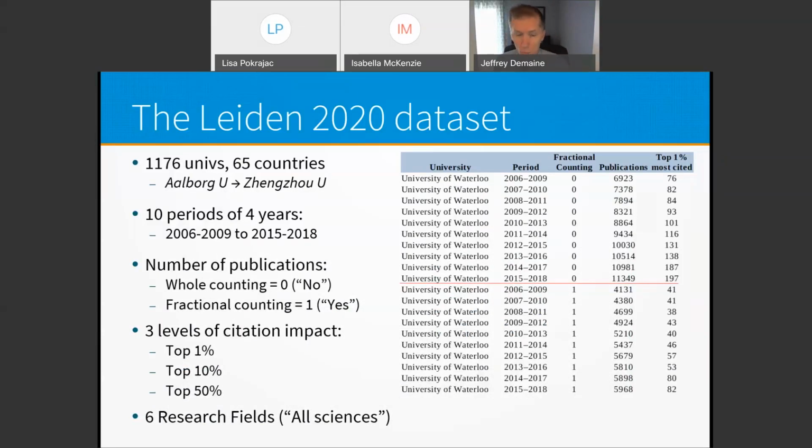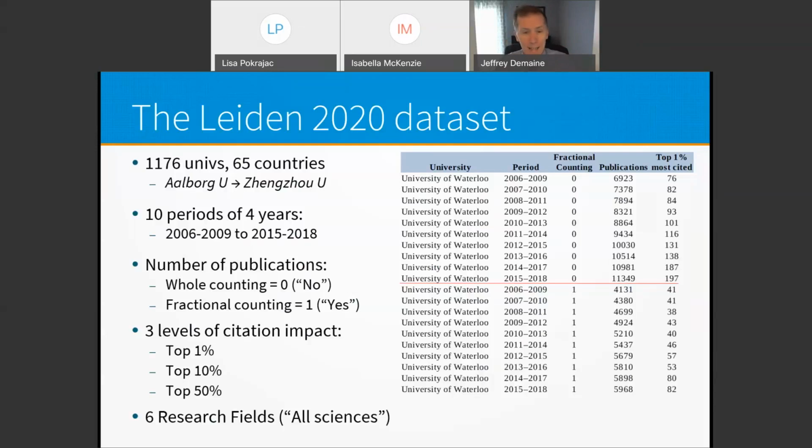Now let's take a step back and see what this looks like at the university level. And I'll talk about the data a little bit here. I'm using the Leiden dataset from 2020. Comes out in June every year. And this is what it looks like. There are 1,100 or so universities from 65 countries in the Leiden dataset. It covers 10 time periods of 4 years each, so a decade there. And what's of interest to us today is it counts all the publications 2 times.